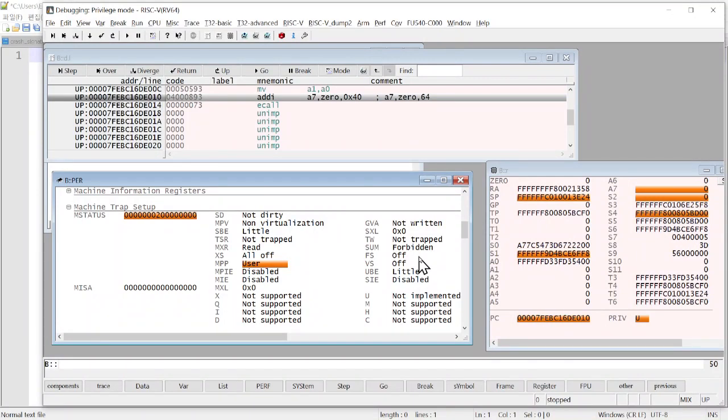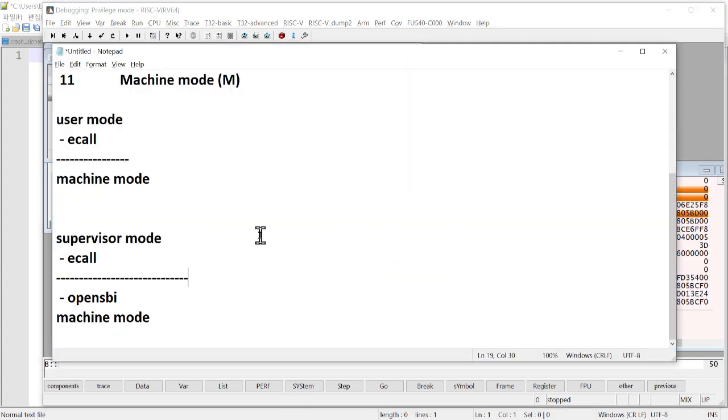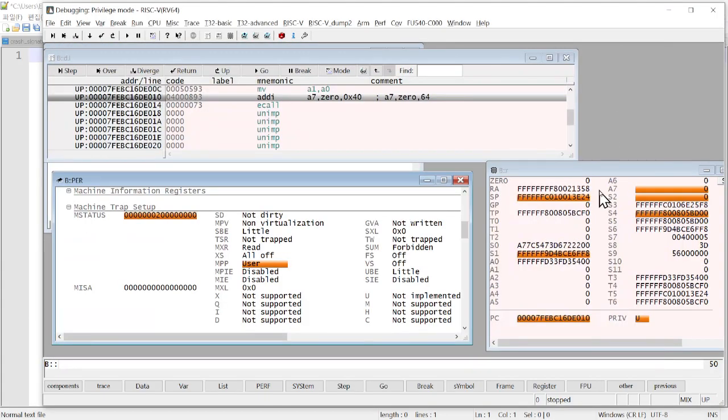Now let's continue another interesting debugging practice about the privilege mode. So in this lecture, we're going to see how the privilege mode switches from supervisor mode to the machine mode. Now first observation will be the current privilege mode. Now the current privilege mode is the user mode. So for the experiment, I will switch the current privilege mode to supervisor mode.